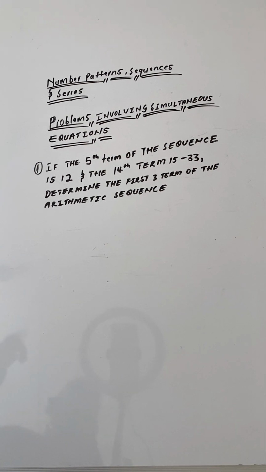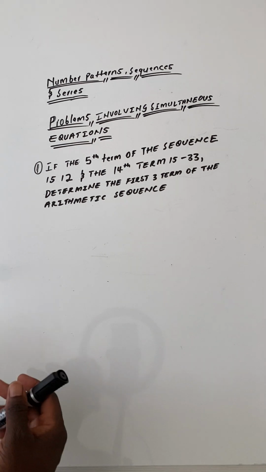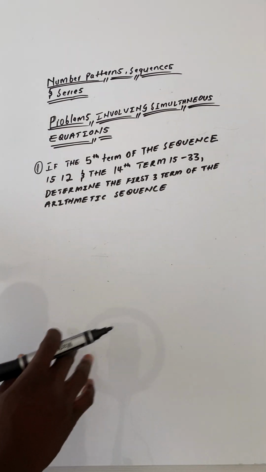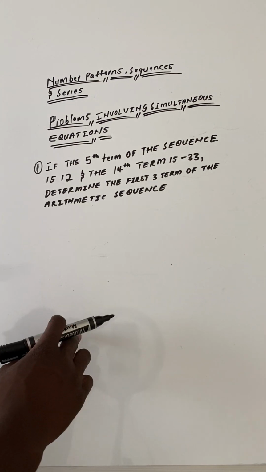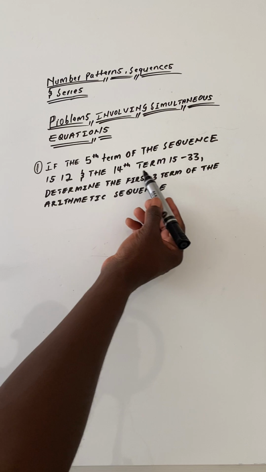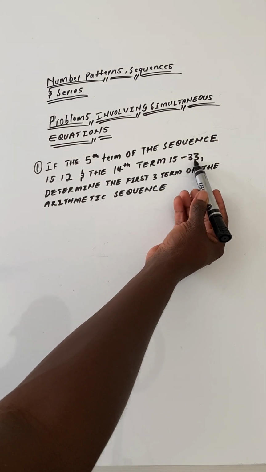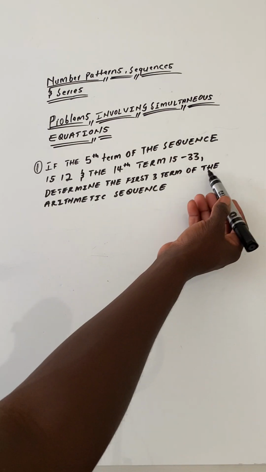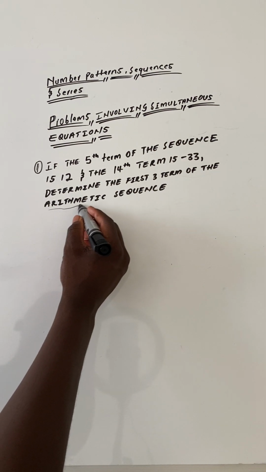Right, so we're doing almost the last lesson on number pattern sequences and series. Today we are dealing with problems involving simultaneous equations. We'll start with the one that is all about the arithmetic sequence. Now let us check here. The question is, if the fifth term of the sequence is 12 and the 14th term is negative 33, determine the first three terms of the arithmetic sequence.